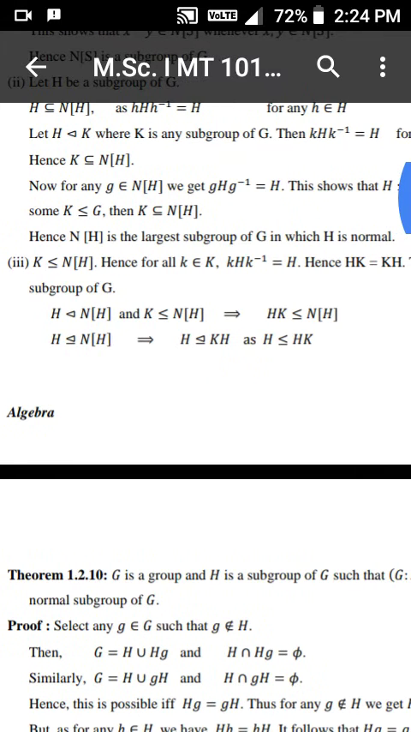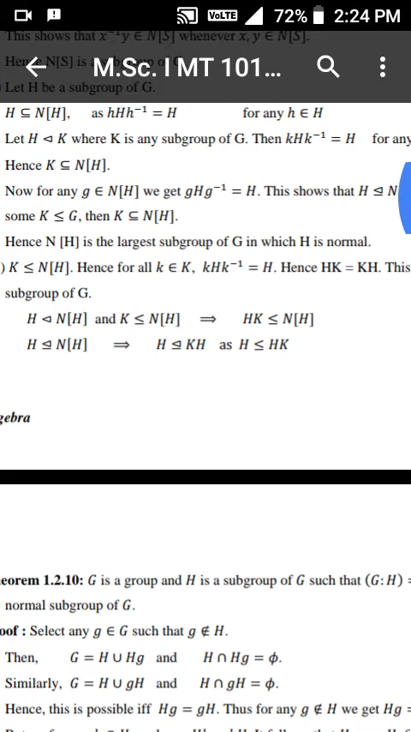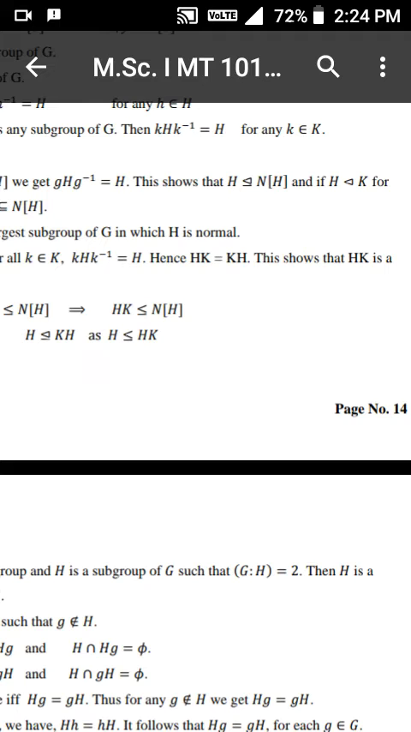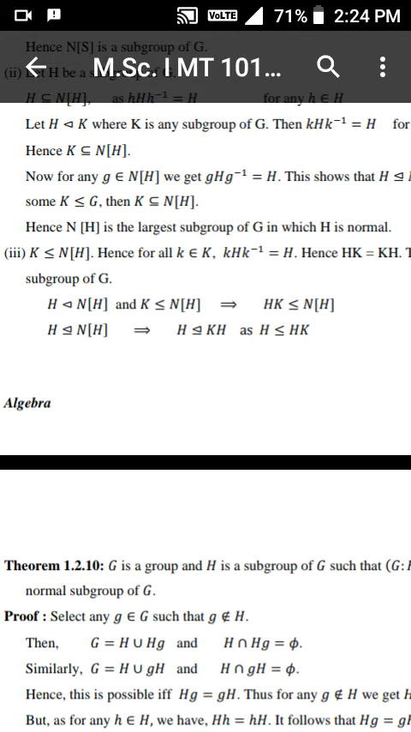Now, for any g belonging to N(H), we get g H g inverse is equal to H. This shows that H is a normal subgroup of N(H). And if H is normal in K, where K is a subgroup of G, then K is a subset of N(H). Hence, N(H) is the largest subgroup of G in which H is normal.